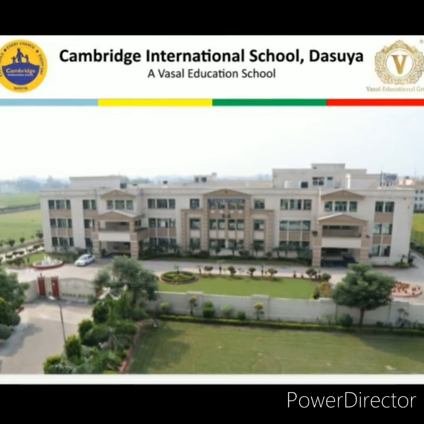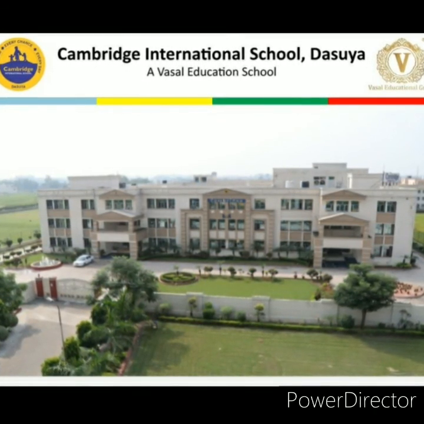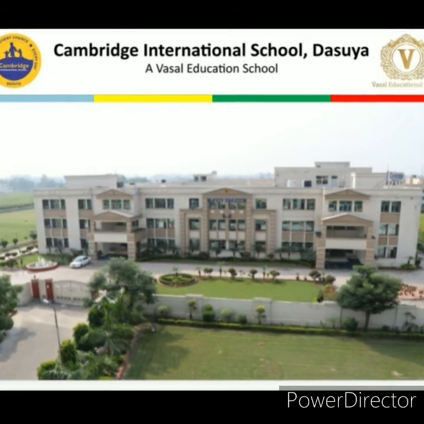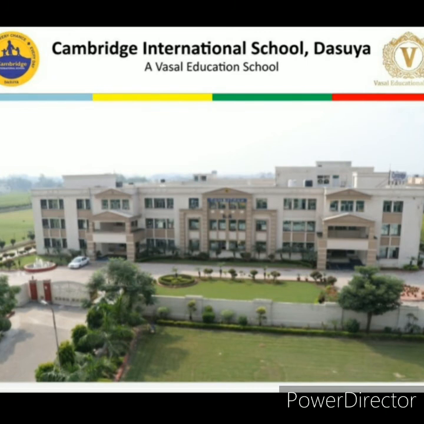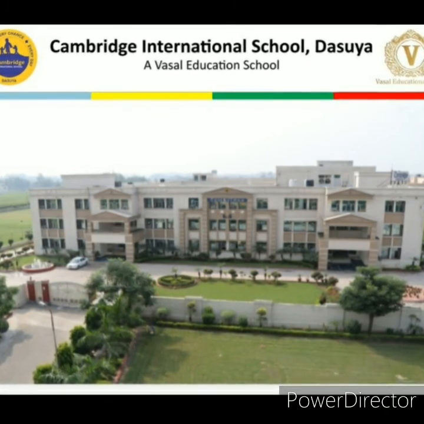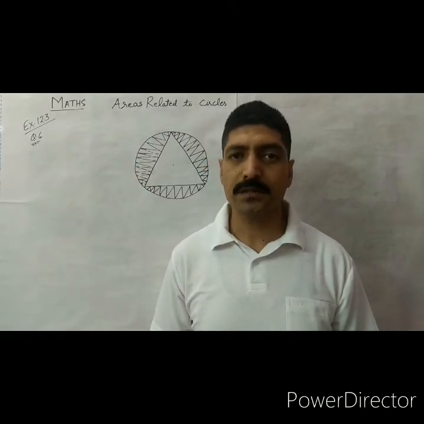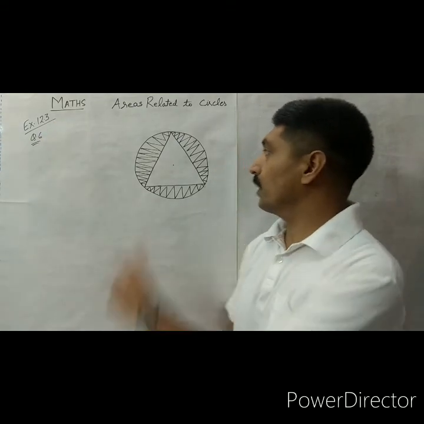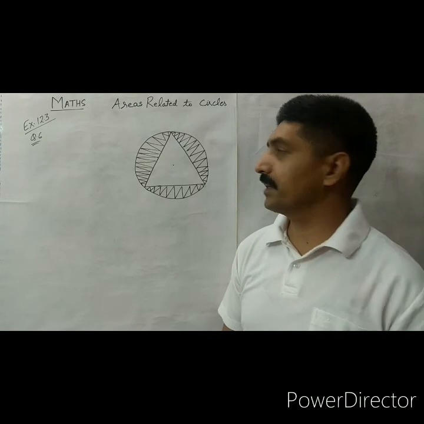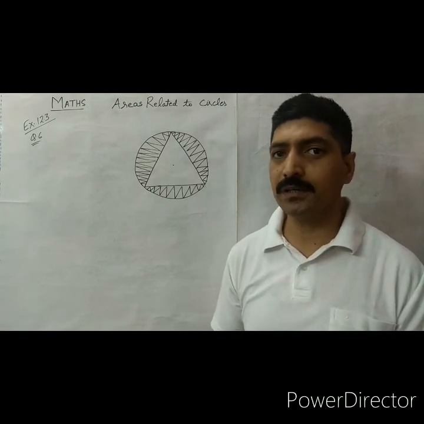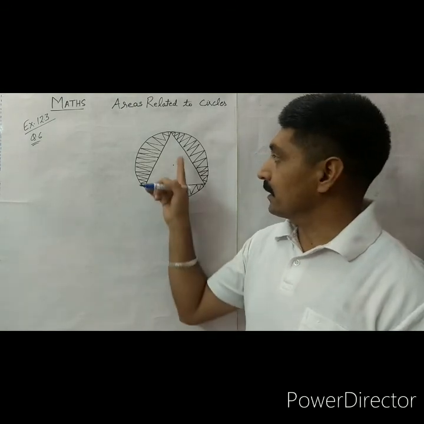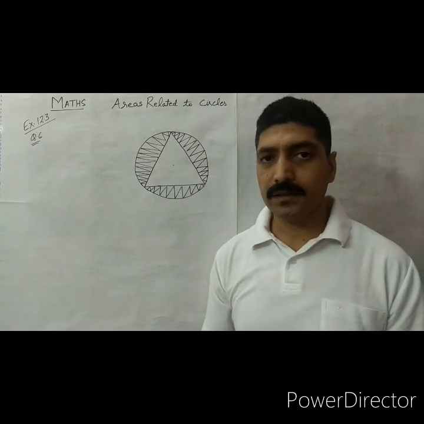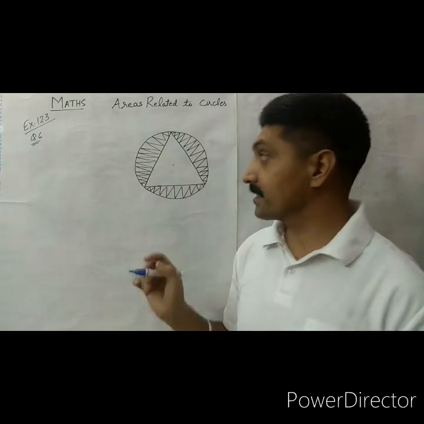Yesterday we have taken first 6 questions of exercise 12.3, and today again we will discuss some of the questions. Question number 6, exercise 12.3. Here one circle is given with the radius 32 centimeter and a design is made here. So we have to find the shaded area here of the design.